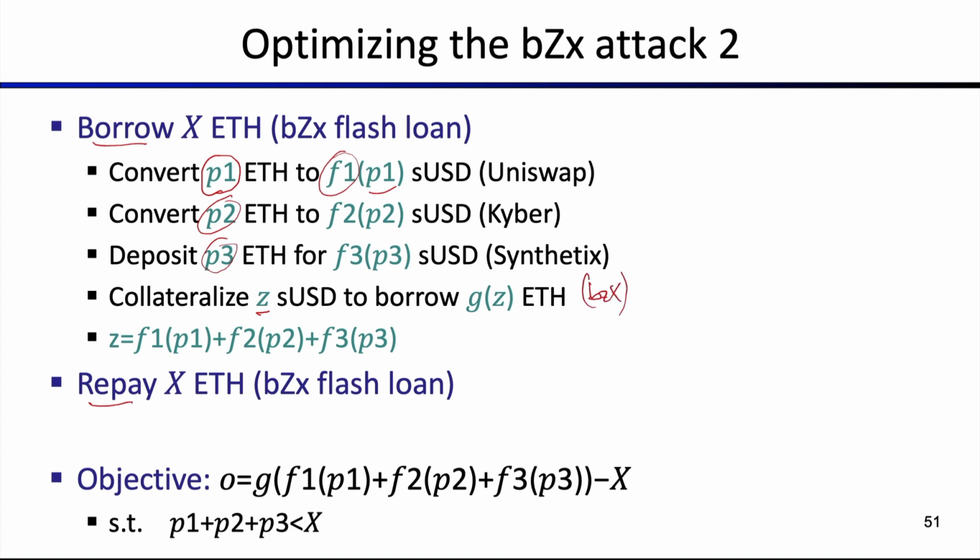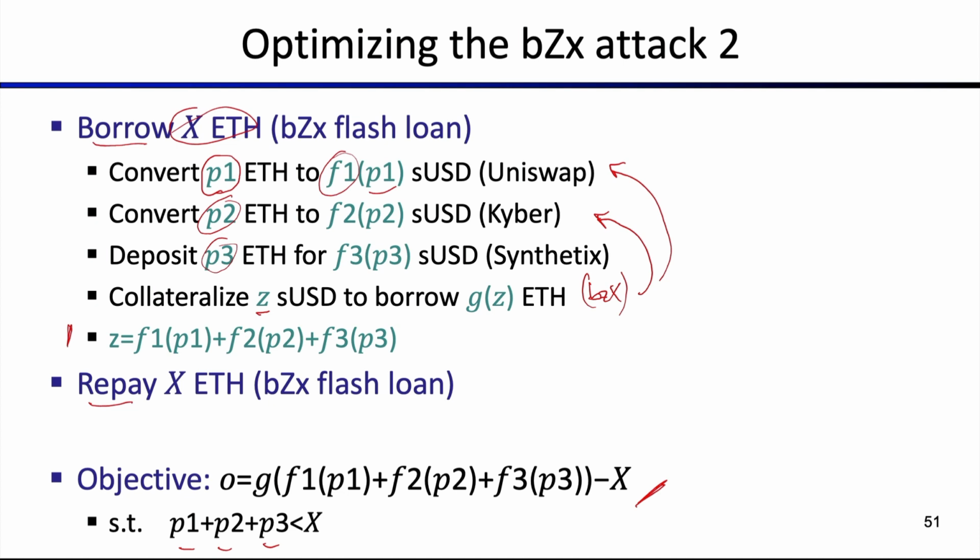BZX is basically using Kyber and Uniswap as a price oracle. So we can exploit, in a sense, the fact that BZX relies on these on-chain markets that we can so easily manipulate. Putting it all together, we have this function, and we have the following objective that we want to maximize, right? And naturally, P1 plus P2 plus P3 has to be smaller than X Ether.